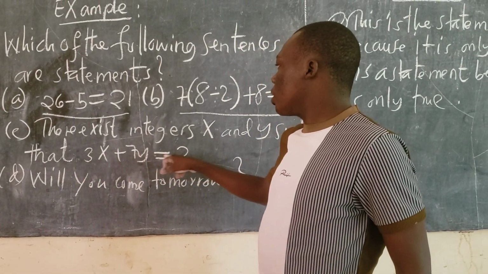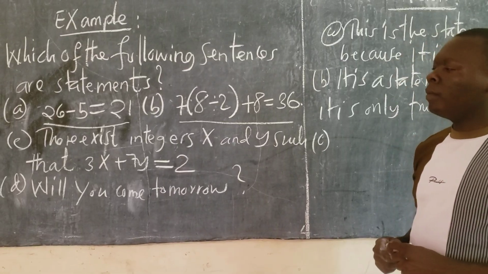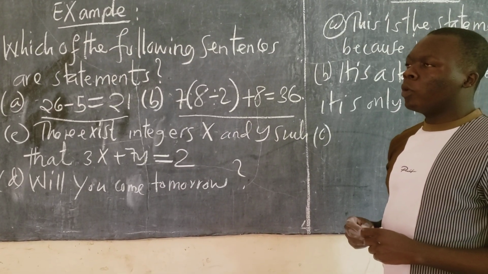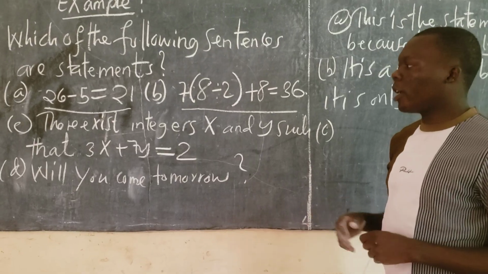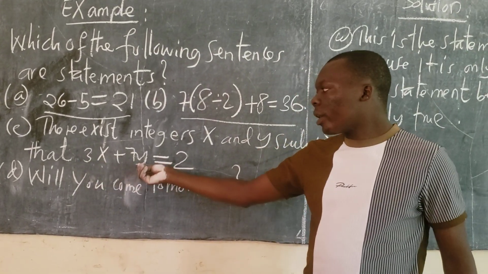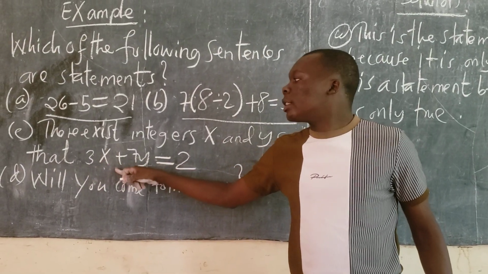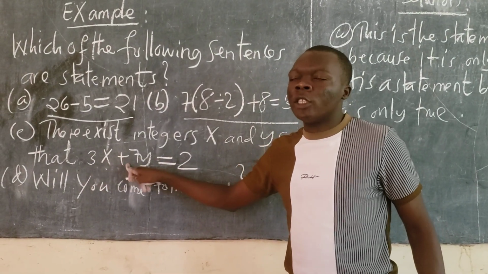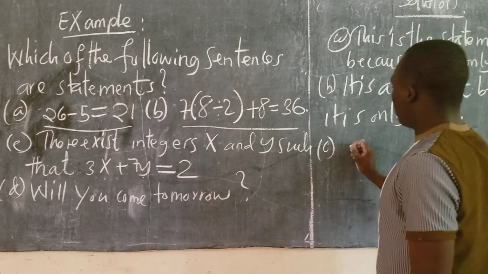Plus 7y is equal to 2. So this is not a statement, because we don't know the value of x and we don't know the value of y. So this one is not a statement because it can be either true or false depending on the values of the given variables.